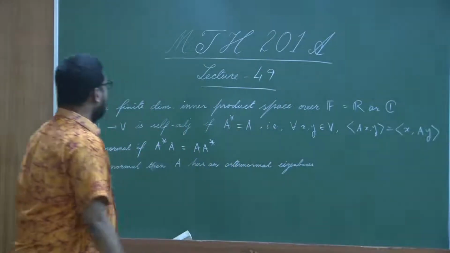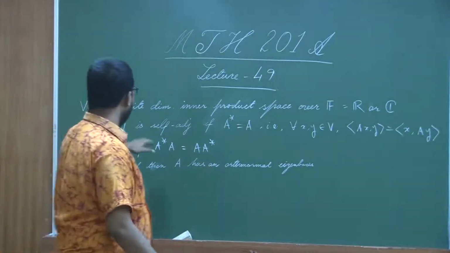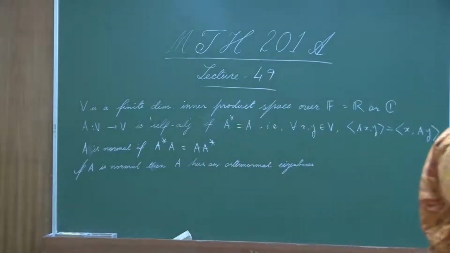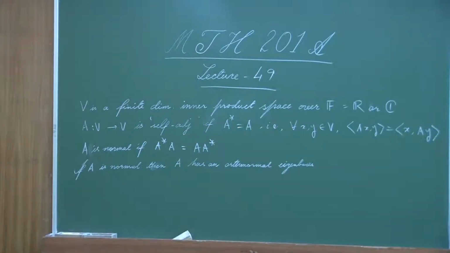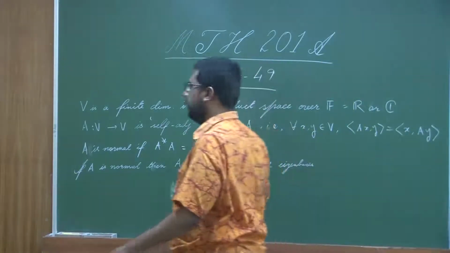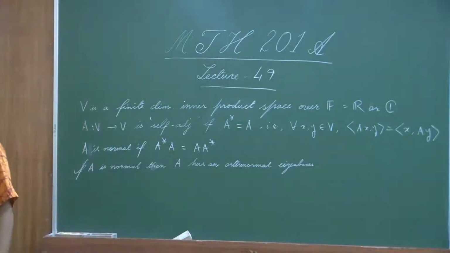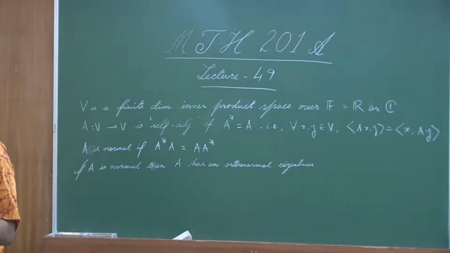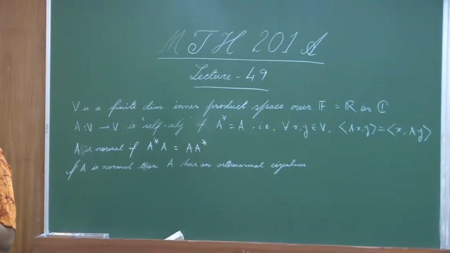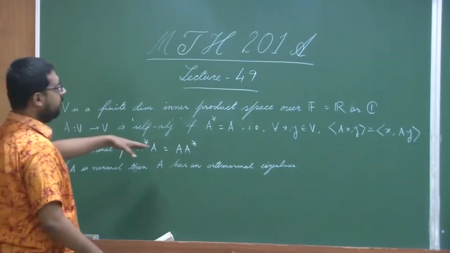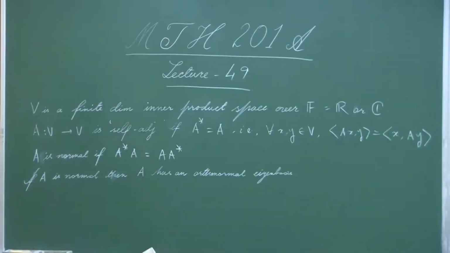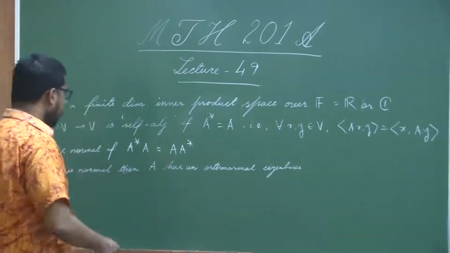Again I would like to remind you that this term self adjoint is more or less a general term. If the vector space is over R, then we call self adjoint maps symmetric maps, and if the vector space is over C, then self adjoint maps in that context are the Hermitian maps. And if you choose an orthonormal basis of V and look at the matrix of a self adjoint map, then we will get a symmetric matrix or a Hermitian matrix accordingly as the vector space is over R or C. Okay.